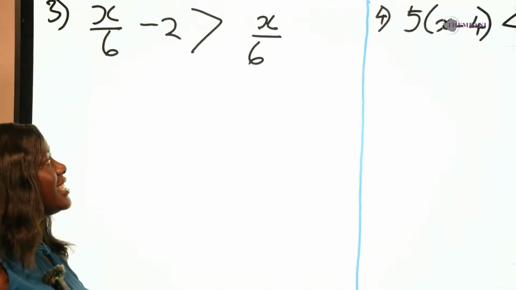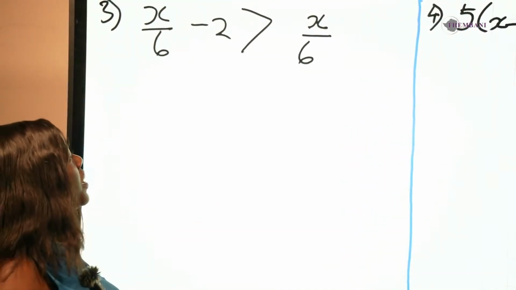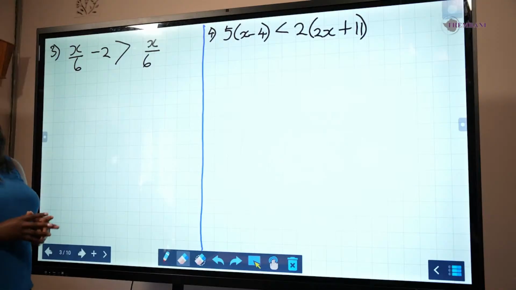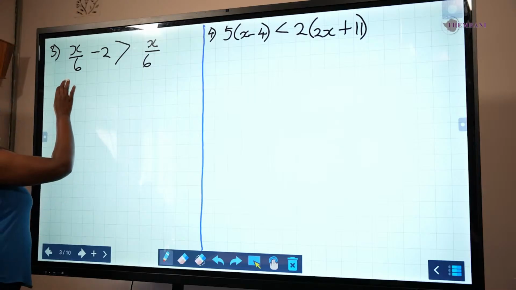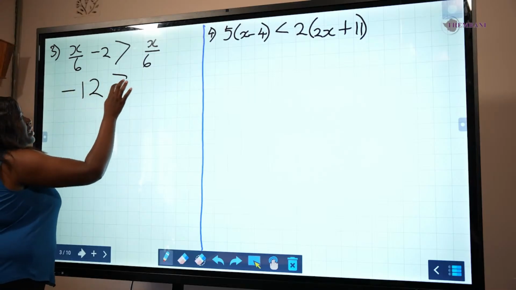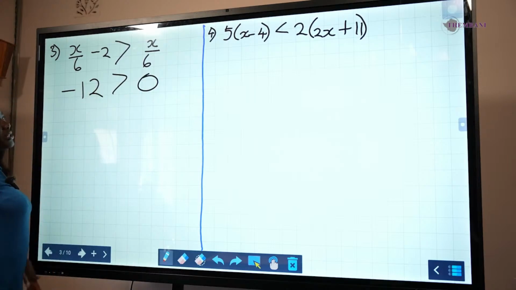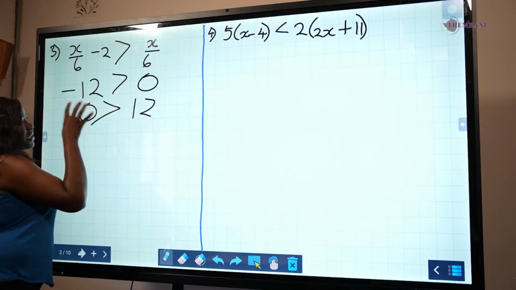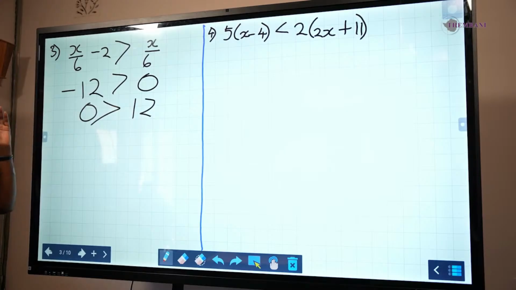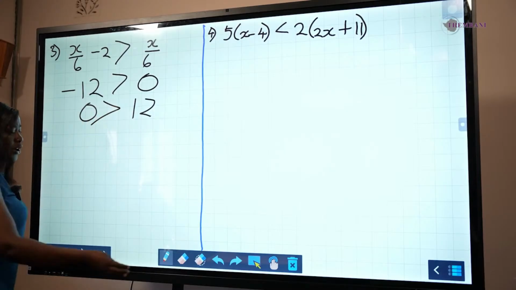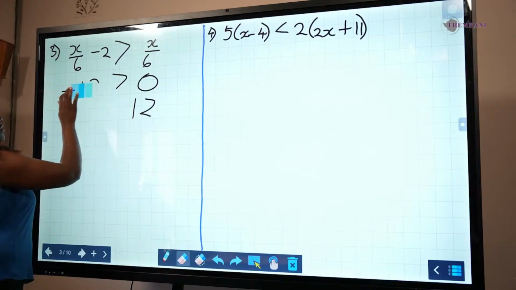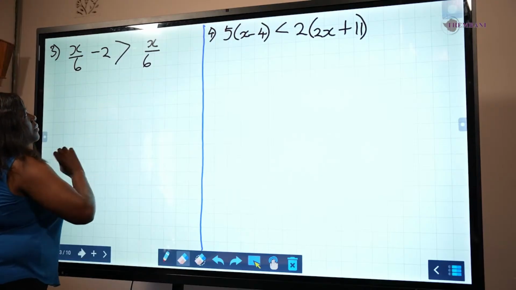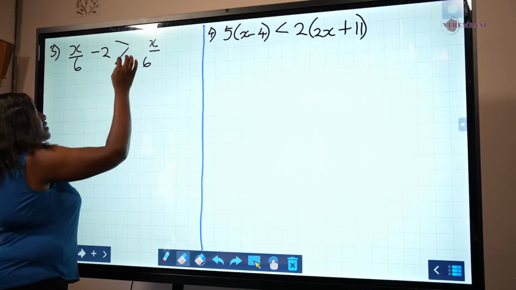So from our previous lesson, this was the third question that I gave you. But if you calculated it, you would notice you were going to get an answer that looks something like this, where we had a negative 12 is greater than 0, which is wrong, because negative 12 cannot be greater than 0. Or you are going to get 0 is greater than 12, which is wrong, in the sense that 0 is never greater than 12. So to correct this question, for it to be a proper question, we're going to put a negative here.